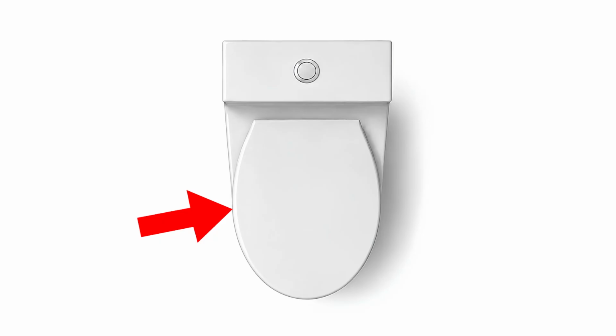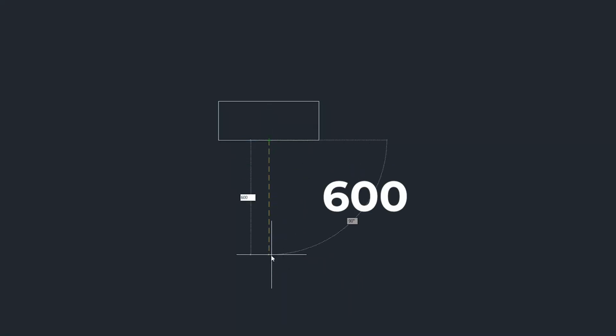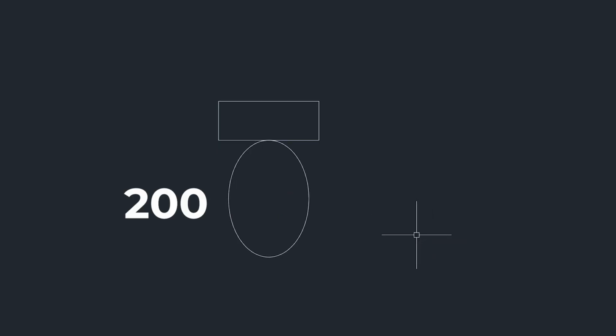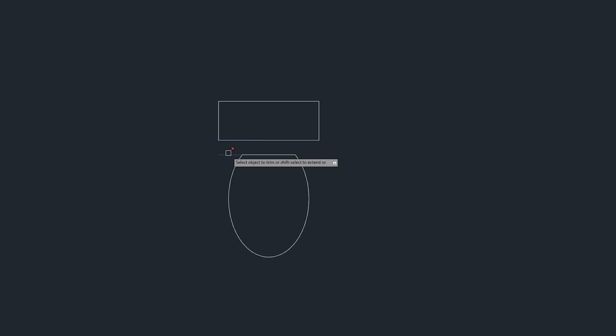Then for the seat, there is a reason circle isn't used. Instead, a squashed circle is used, which is an ellipse, defined by a major axis. I will click at the middle point, down 600, and the minor axis 200. But the seat isn't a full ellipse like this, so break the rectangle and copy this line down by 75, and then trim all these extras.